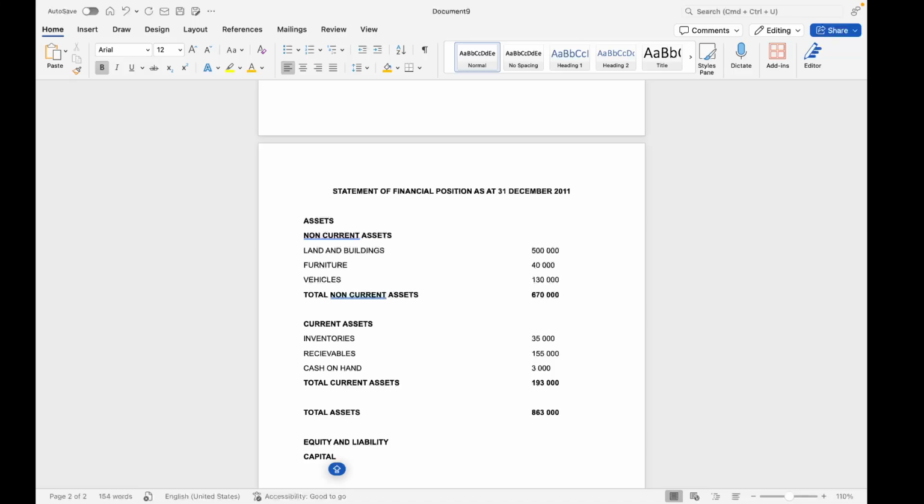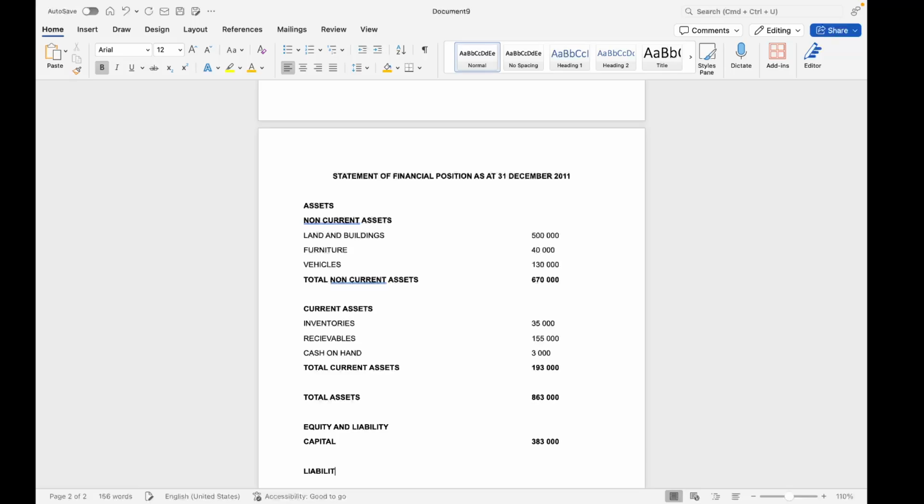So we're just going to say capital, which we already calculated previously to be 383,000 from the statement of changes in equity. So that amount is given, right? Because we calculated it. Then our liabilities, we have non-current liabilities.